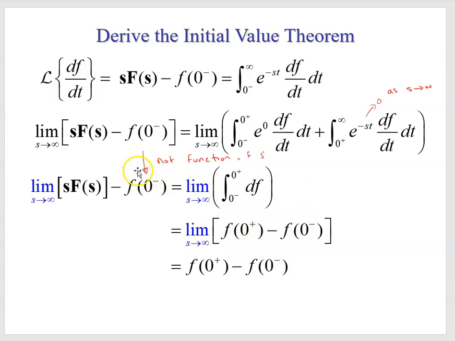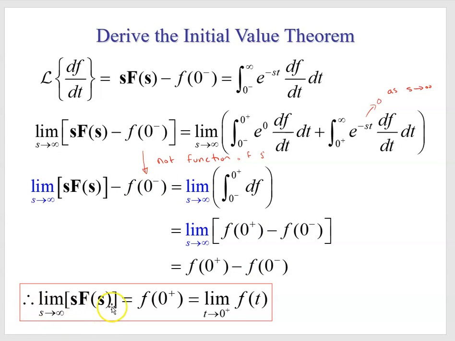Our left hand side of the equation, we're taking the limit as s goes to infinity. This is not a function of s. We pull that out, so we just take our limit as s goes to infinity of s times F of s. So that's minus our f of 0 minus. We have these then on both sides of the equation, and they're going to cancel. So they're going to cancel, and we've derived our initial value theorem from the time differentiation theorem.